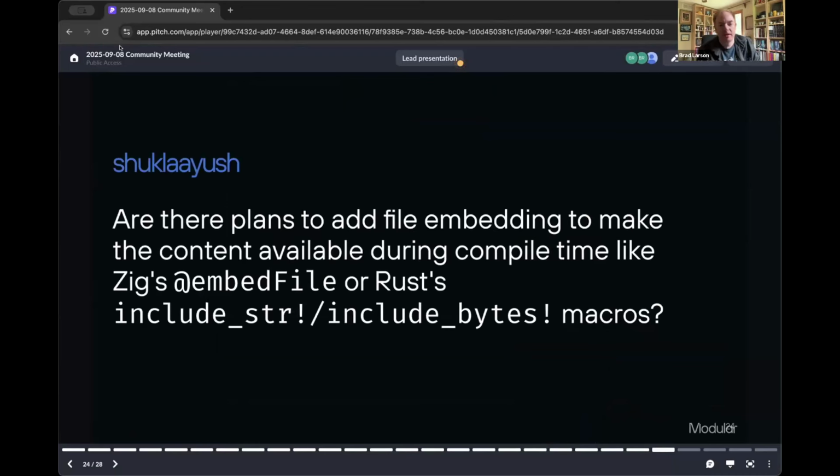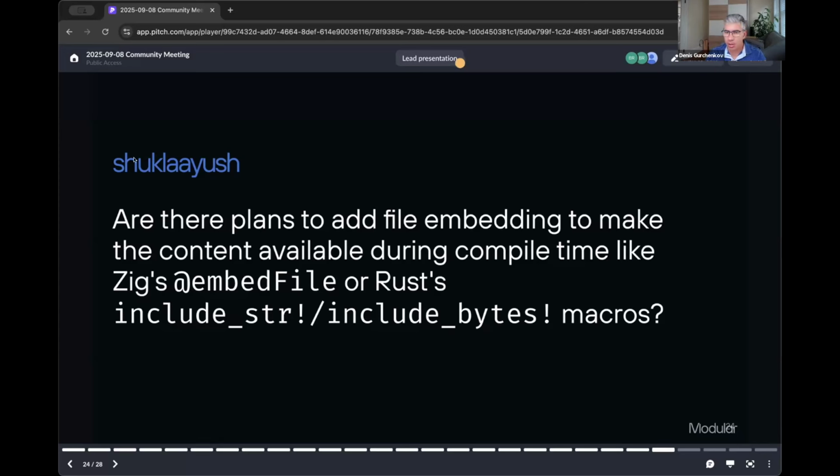Plans to add file embedding to make the content available during compile time. I don't know, like Dennis, have we talked about any advancements to compile time metaprogramming to include files? Yes, so this feature has been requested. Yes, we definitely will have it because pretty much every modern language has this capability and it's useful in so many different use cases. I can't promise whether we do it right now, it will take a couple of months, but yes, that's definitely on the plan.